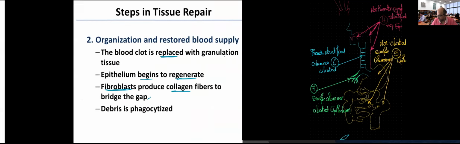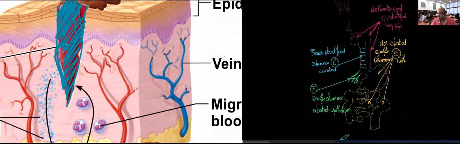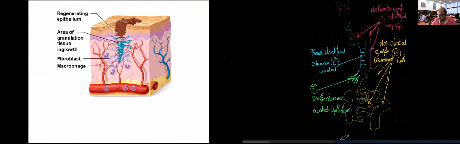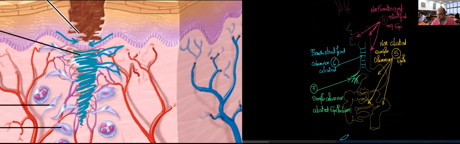So this is how it looked when I first formed the blood clot. Those living epithelial cells will be proliferating to cover this injured site from both sides, as you see on here.